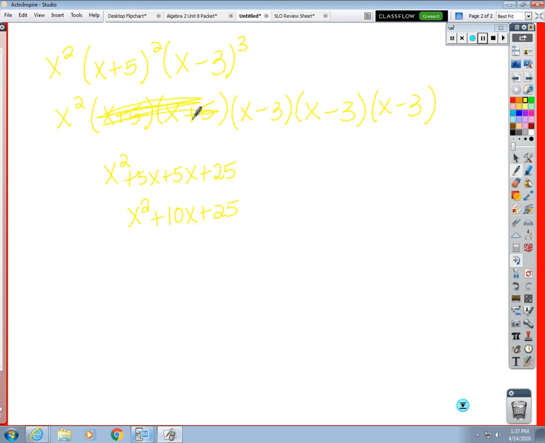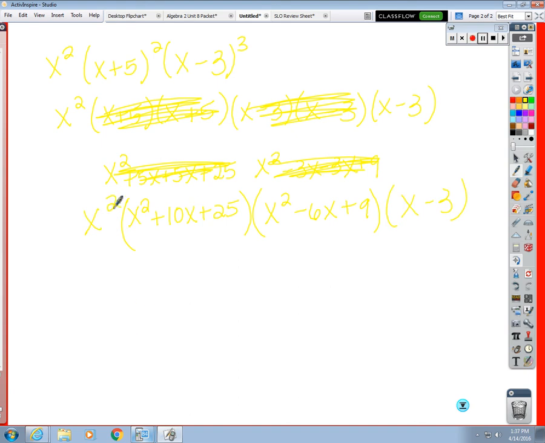Okay, so I'm done with those two. It became this trinomial. I'm going to FOIL these two. X times x is x squared. X times negative 3 is negative 3x. Negative 3 times x is another negative 3x. And negative 3 times negative 3 is positive 9. That then becomes x squared minus 6x plus 9 when you combine them. But I still have all of this left.